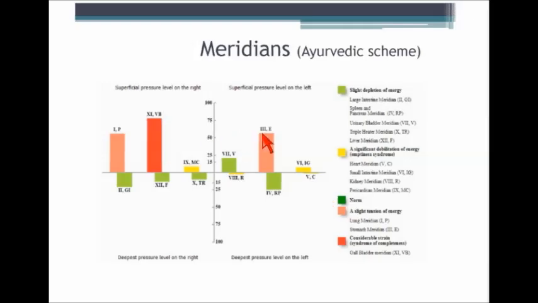For example, we can see that this particular person has the stress in the gallbladder meridian and stomach meridian, which you can practically feel with your fingers.